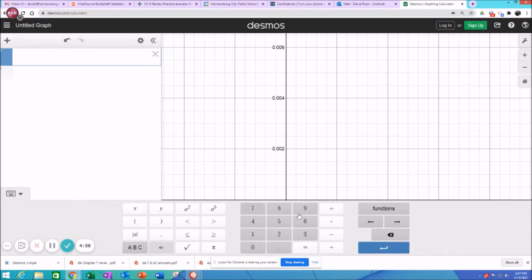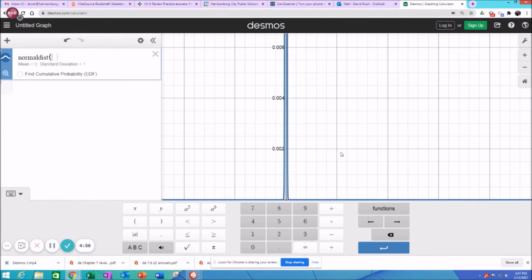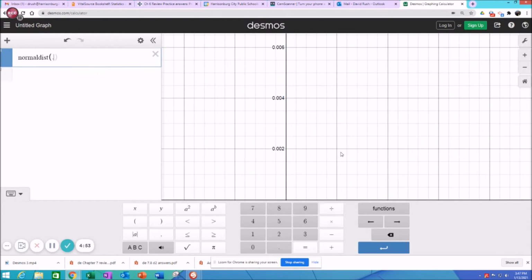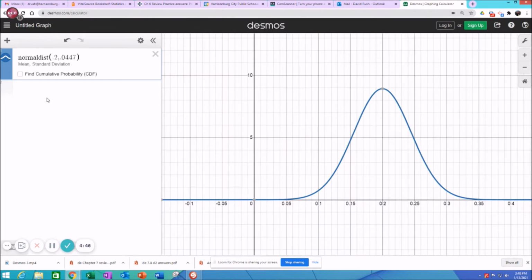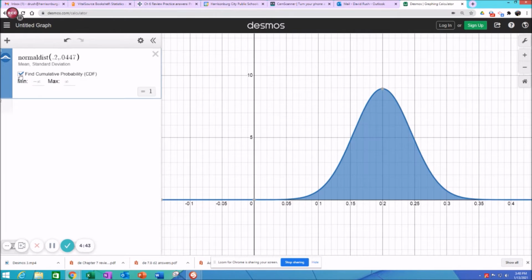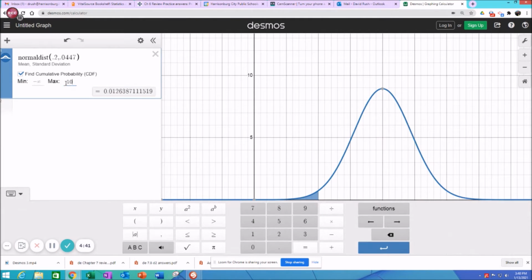Okay, so we said it was approximately normal, so normal distribution. Our mean was 0.2 with 20%, and our standard deviation was 0.0447. Okay, so there's our graph, and we want to know 10% or less, so from negative infinity to 10%. That gives us the probability that it's less than 10% was 0.013. Okay, so not very likely to happen, right? So if it really is 20% and we get this sample, that sample is not very likely to happen. So therefore, our conclusion would be it's probably not 20%. There's good evidence that it's less than 20%.